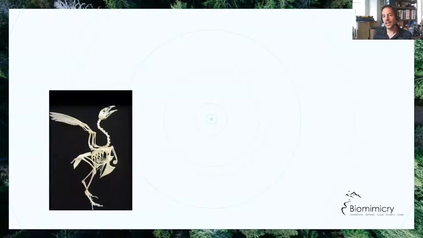So that's what we do when we talk about biomimicry. Now when we talk about lightweight design, there are many, many models and examples in nature that you should observe and that are really worth exploring.